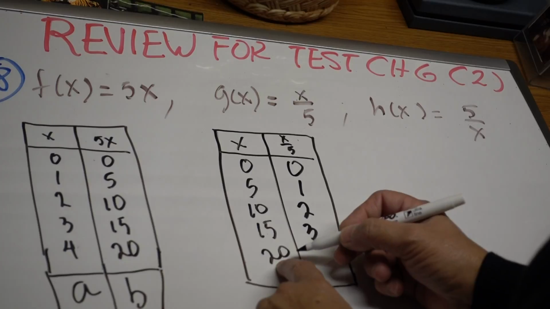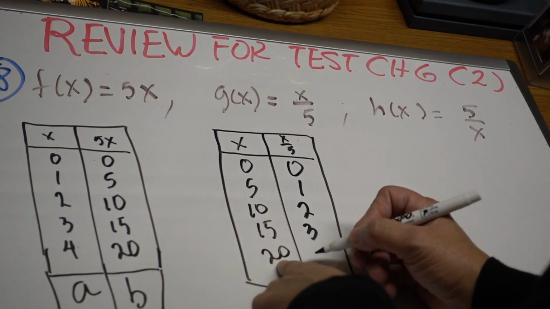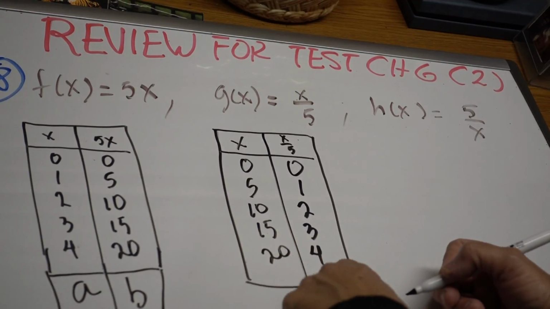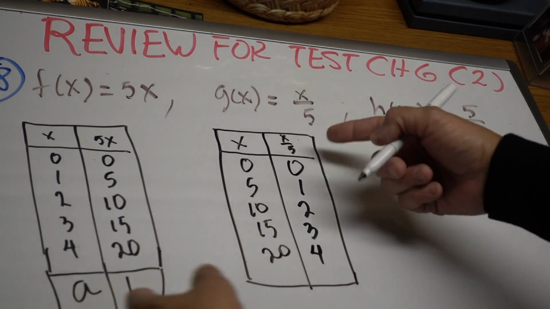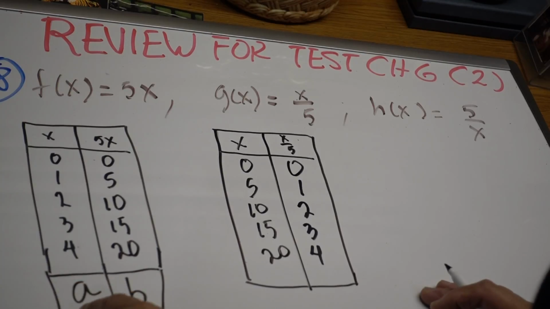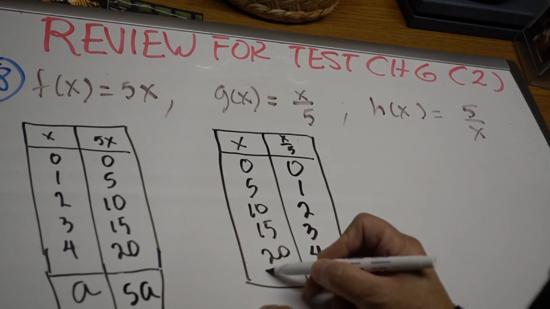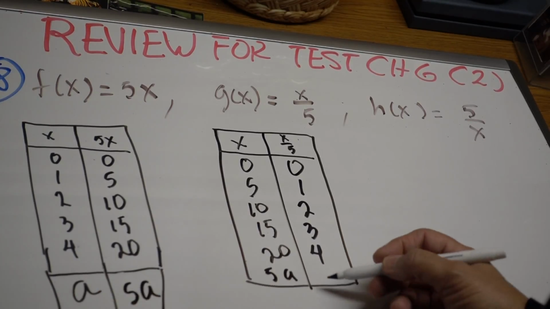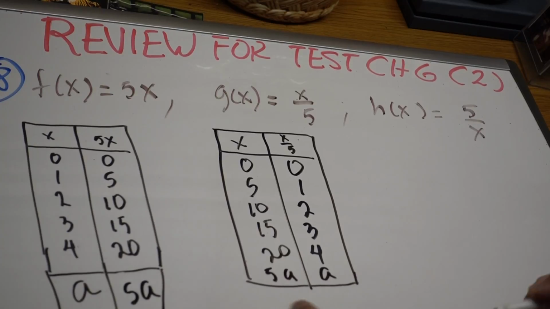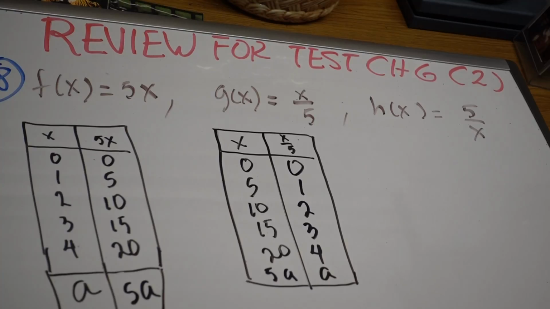And the last one: if I divide 20 by 5, I have 4. So instead of 4, 20, it was 20, 4. So we see that all of them coincide, right? This one will be a with 5a. And if I put 5a here, divide by 5, I have a. See? So we can tell right away these two are inverse of each other.